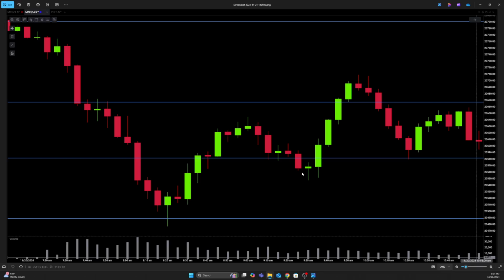Likewise, we have a bit of a pullback. That's on lower volume. As volume starts to pick up, we start to look bullish again and price moves up again. All right, let's take a look at a few other examples.